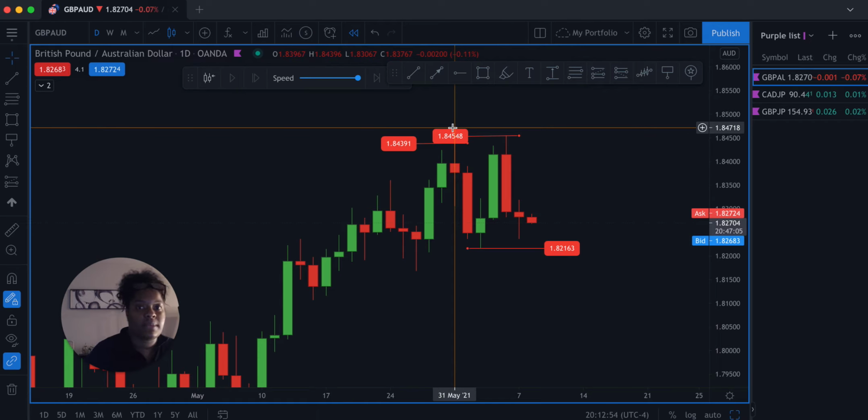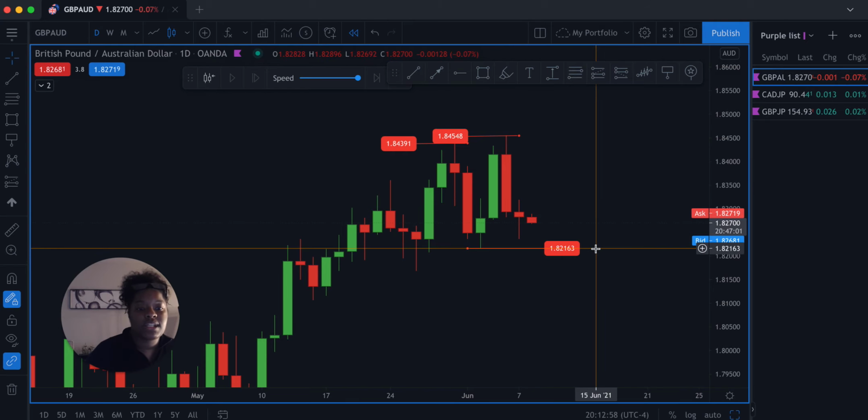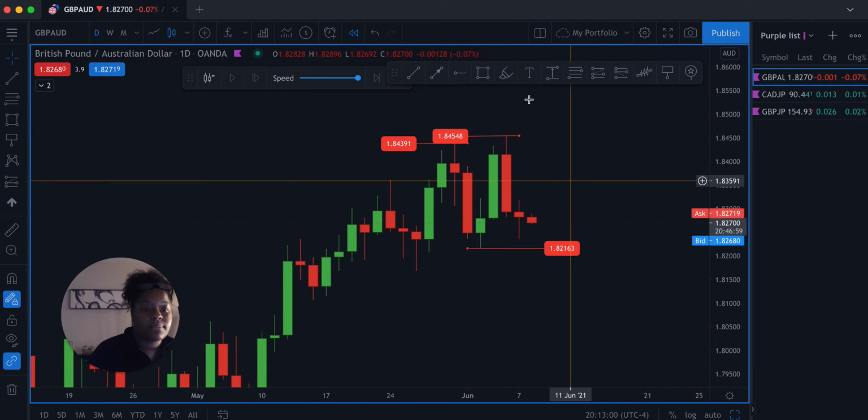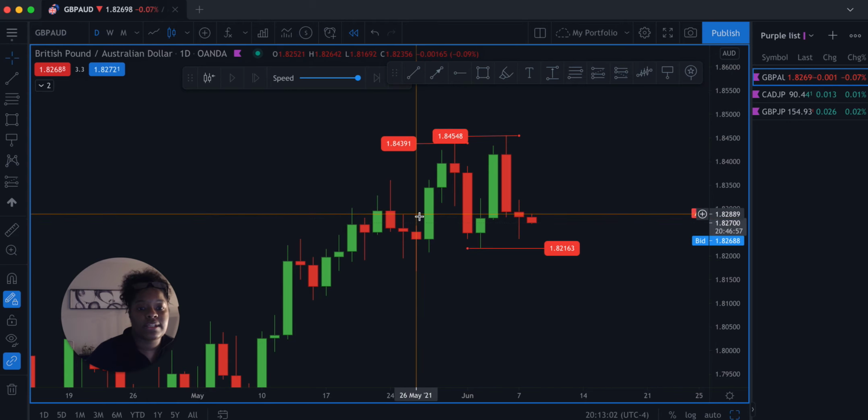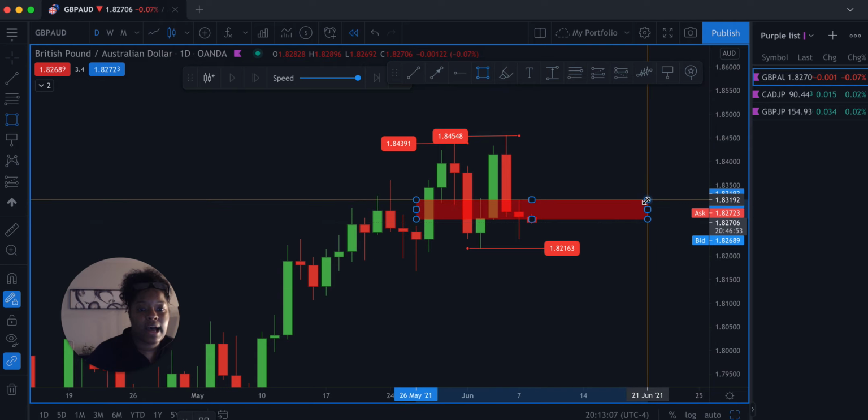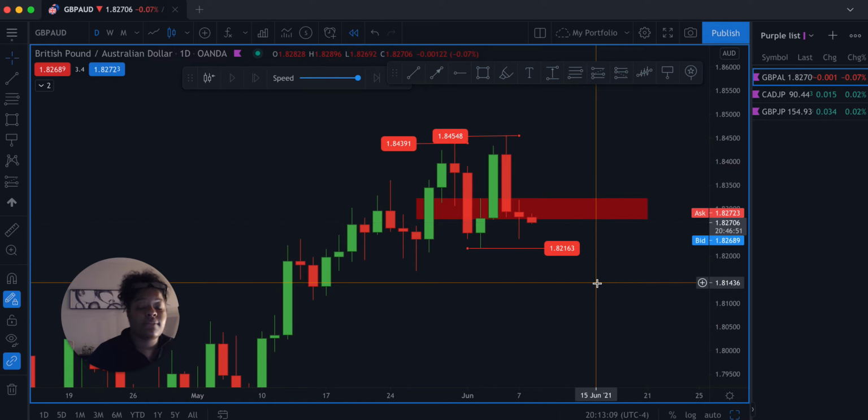So this is why we have that pullback here. Now I can probably buy at a better discount as long as price stays above 1.82163. Now that that has happened, I want to see if price can stay above, and now it's touching my zone. Once again, I put my zone. I've had this area scouted out already since Sunday. I'm just doing it with you guys once again. I enter at higher lows. So I want price to stay above where the buyer's last push from.